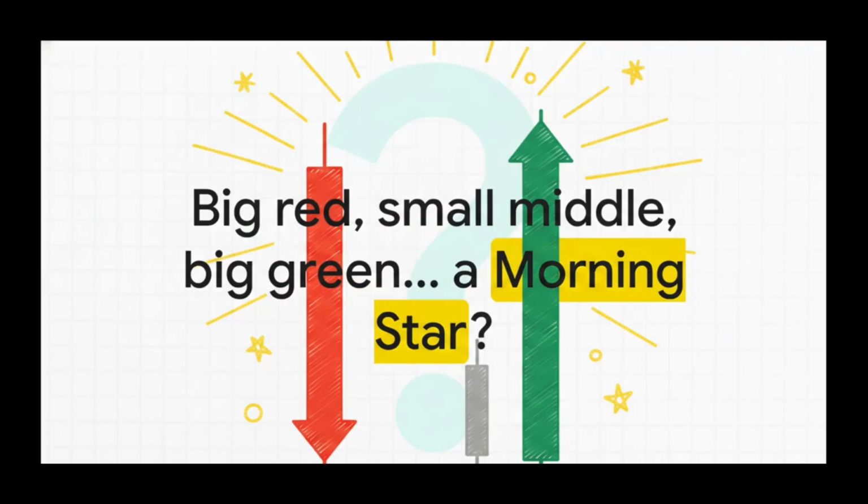Okay, let's take a quick second to test your visual fluency. Picture a falling market, right? You get a big red candle, then a tiny, kind of indecisive candle at the very bottom, and then boom, a massive green candle erupts, covering over half of that initial red one. So is this a morning star? If you just answered yes, you are absolutely right. The darkness has broken and the sun is finally rising.